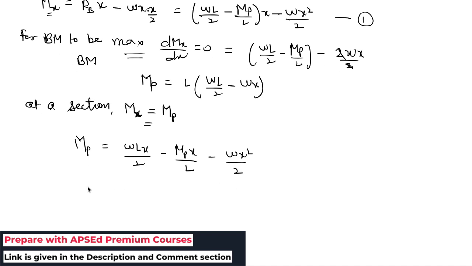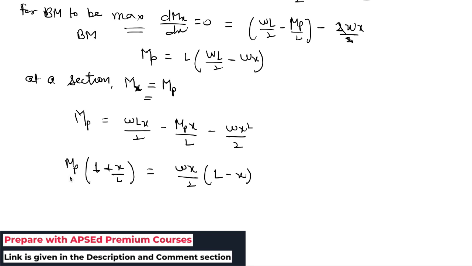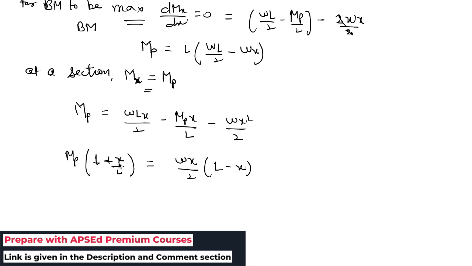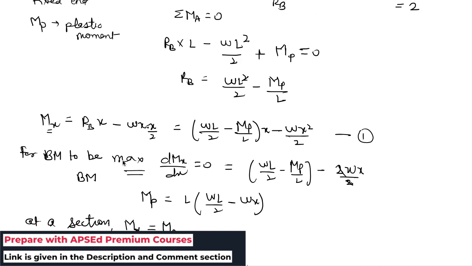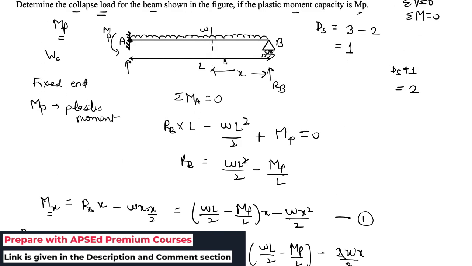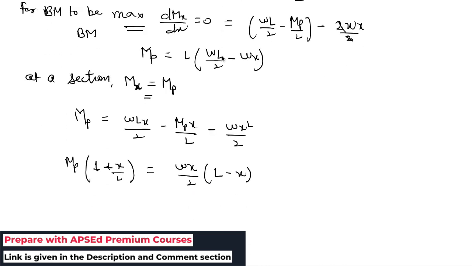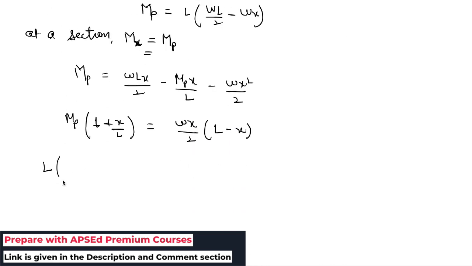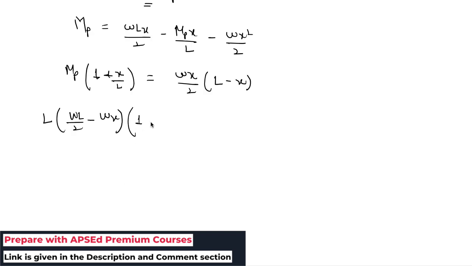So from here we can write Mp times 1 plus x by L is equal to Wx by 2 times L minus x. Then we can put the value of this Mp, because we are interested in finding out the value of x, that is the location where the plastic hinge will form, where the second plastic hinge will form. So Mp is equal to L times WL by 2 minus Wx times 1 plus x by L is equal to Wx by 2 times L minus x.